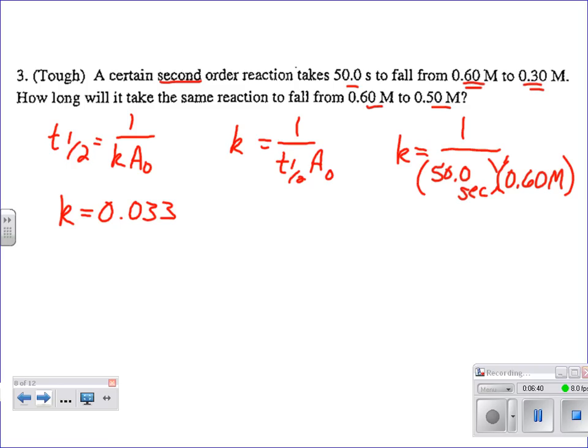Well, what are my units in? 1 over seconds over molarity, so that sticks. We just keep it like that.